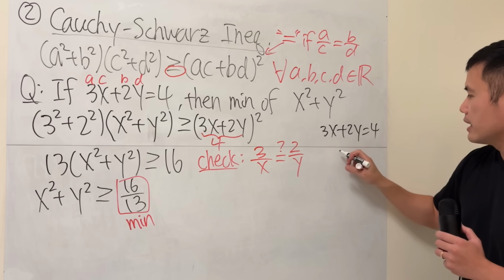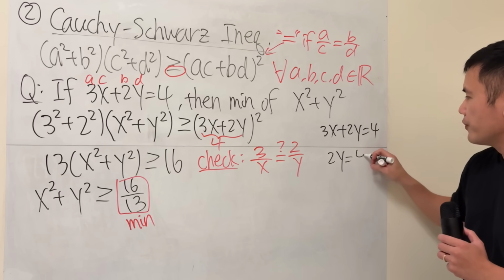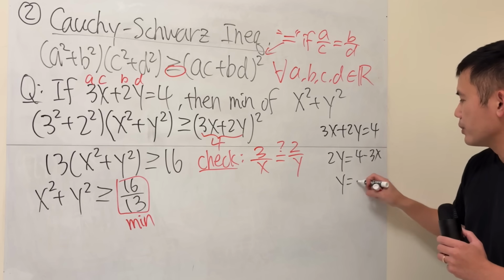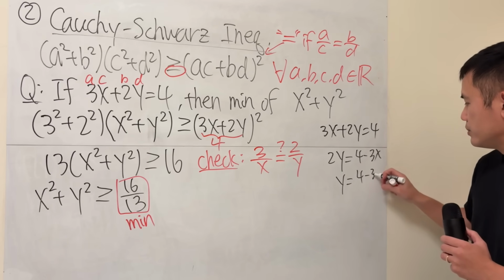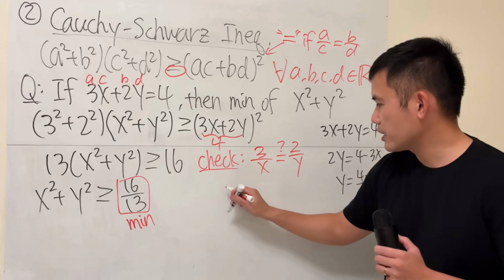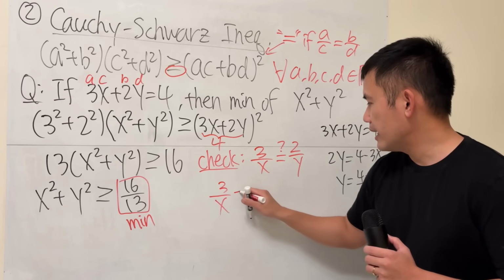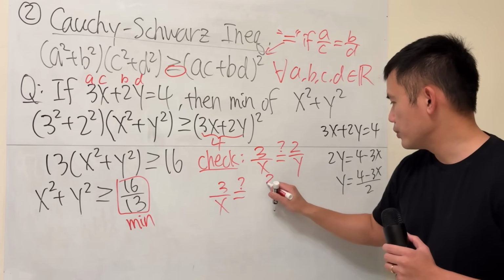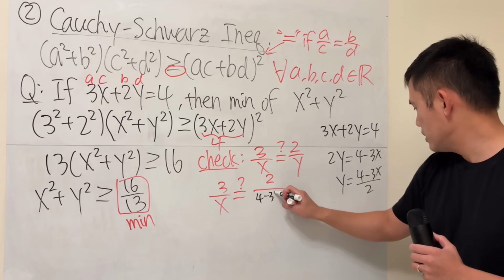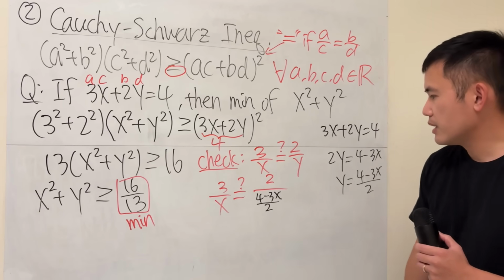Move the 3x to both sides. This is 2y is equal to 4 minus 3x. And then divide both sides by 2. y is equal to (4 minus 3x) over 2. So I can put this right here. So we are checking, can 3 over x be equal to 2 over the y, which is (4 minus 3x) over 2.